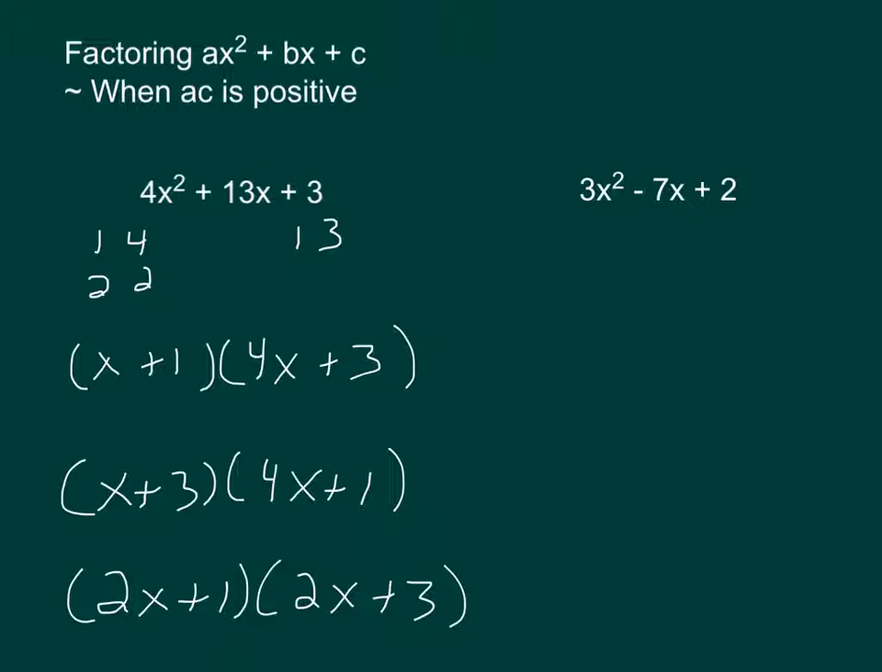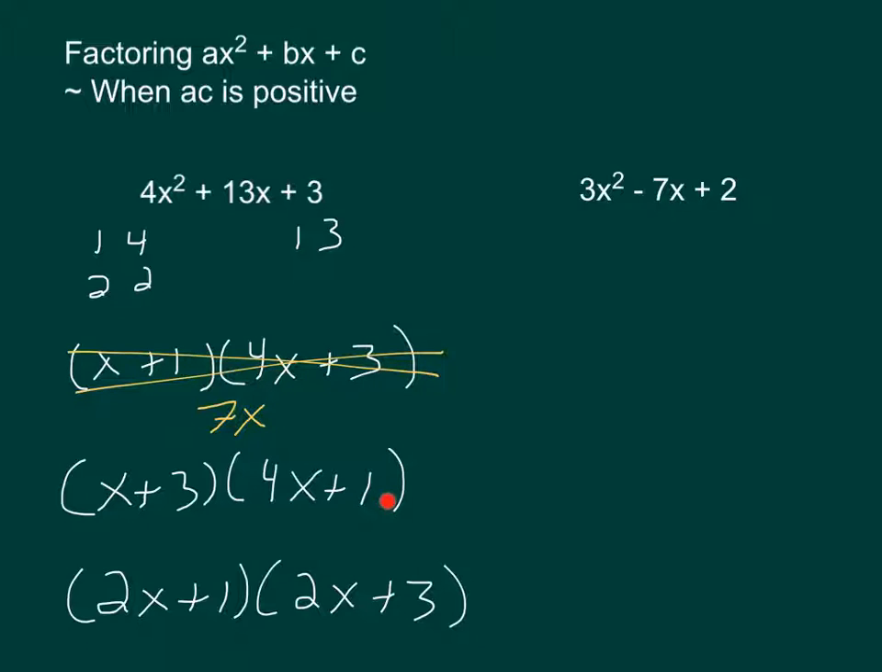When I do the outside and inside for the first one, I get x times 3 is 3x, 1 times 4x is 4x. Adding those together, my middle term here is going to be 7x. That's no good. I don't want to use that one, so I'm not going to count that as my answer. Check out the second one.